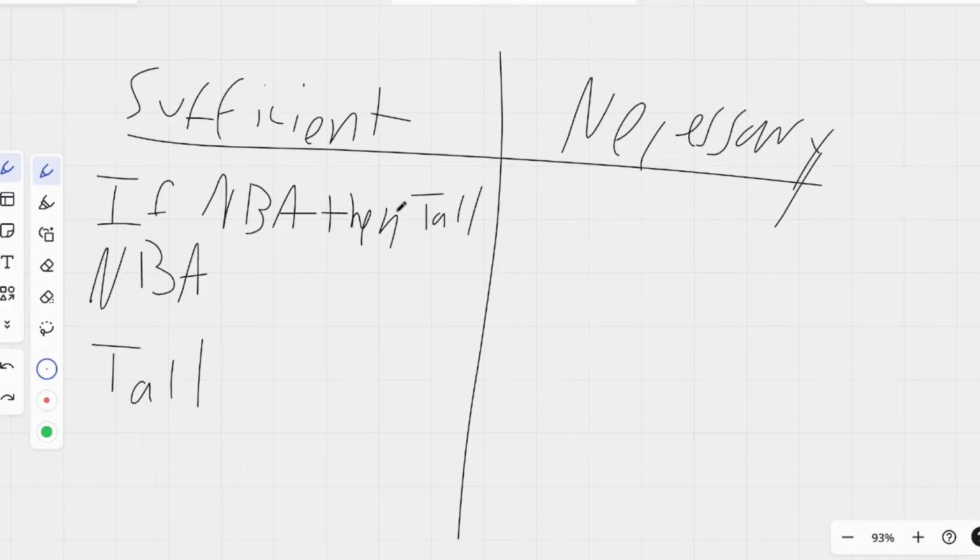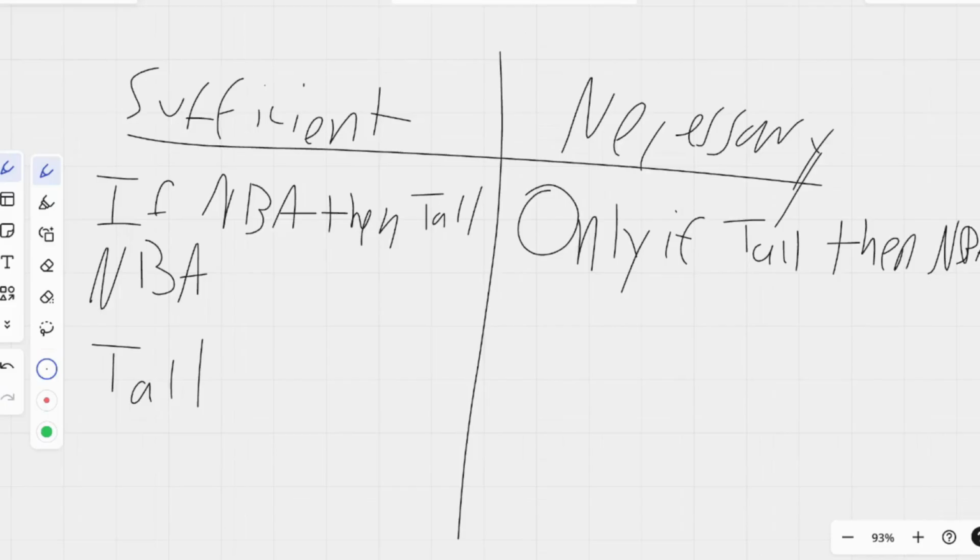Now let's take a look at necessary. The most common way they'll signify a necessary condition is by saying "only if." So we can say that only if you're tall are you in the NBA. Only people who are tall enough to make it to the NBA are going to actually be there. Now, I'm tall, right? But does that mean I'm automatically going to be in the NBA? No, right? It's just a requirement.